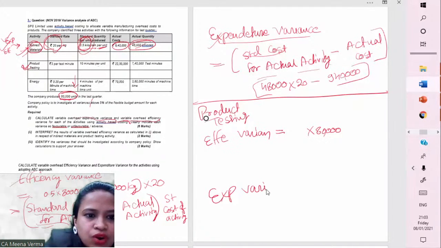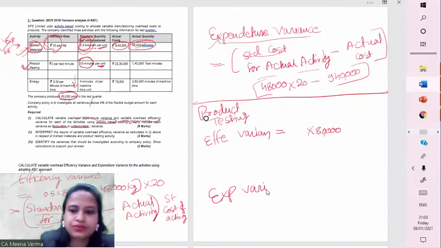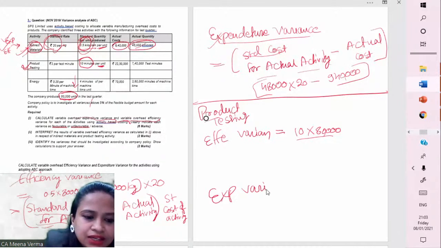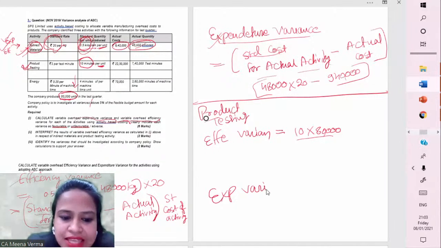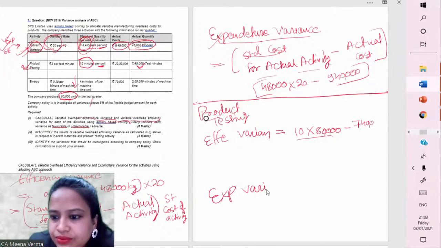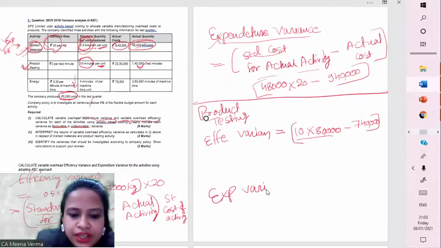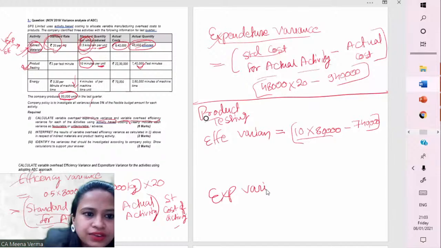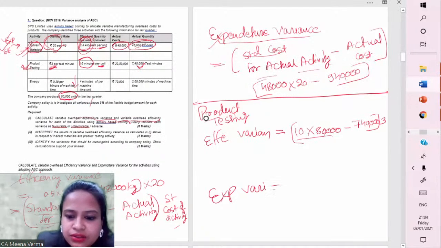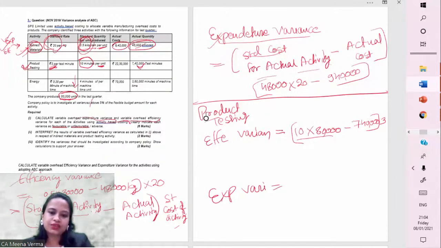What is the standard activity for actual output? For 1 unit, they need 10 minutes. So how much time do they need? Standard product testing time for actual 80,000 units minus actual activity. What is the actual activity? This is the actual activity, into standard cost of activity. What is the standard cost of activity? 3 rupees. Right? This is the way to calculate efficiency variance.